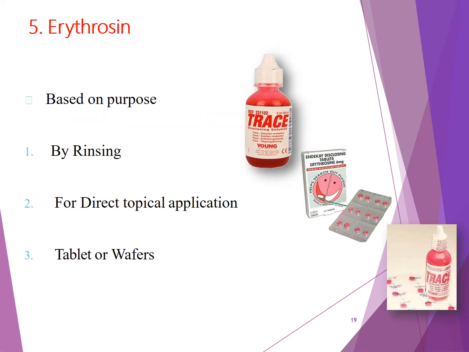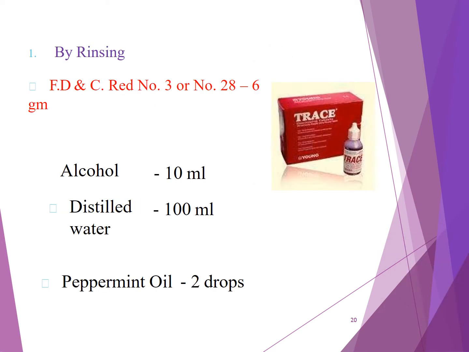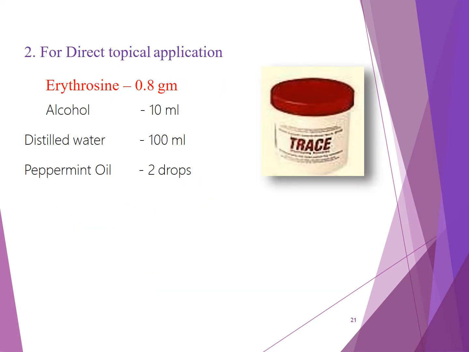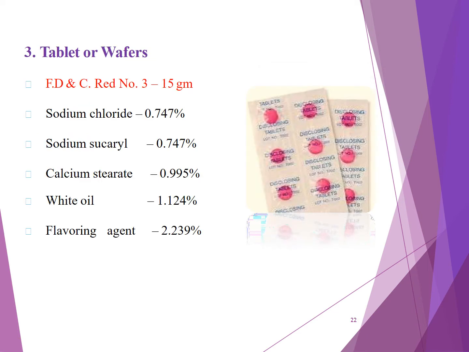Erythrosine. It is available for rinsing, for direct topical application, and as tablets or wafers. For rinsing, alcohol along with distilled water and peppermint oil is used. For direct topical application, erythrosine 0.8 gram with alcohol, distilled water and peppermint oil is used. Tablets or wafers contain sodium chloride, sodium sucryl, calcium stearate, white oil and flavoring agents.